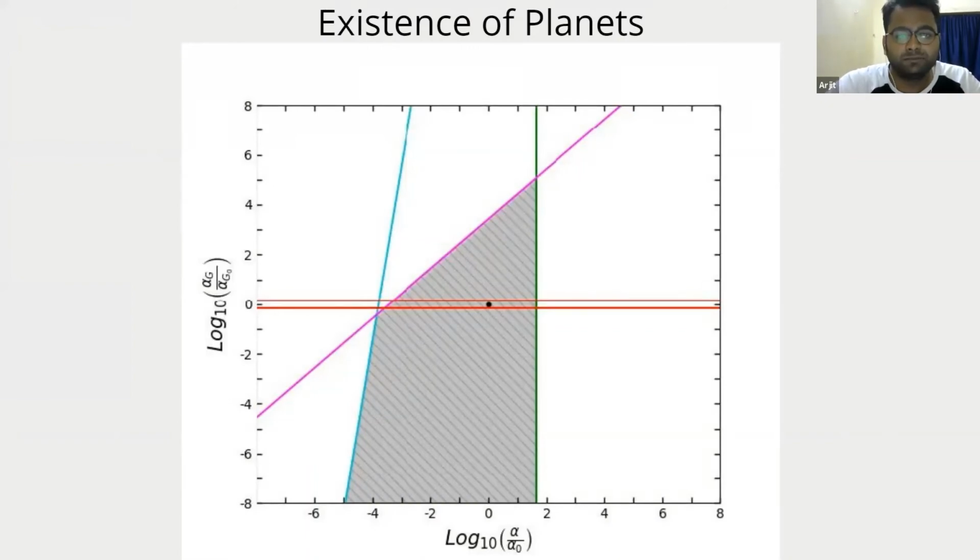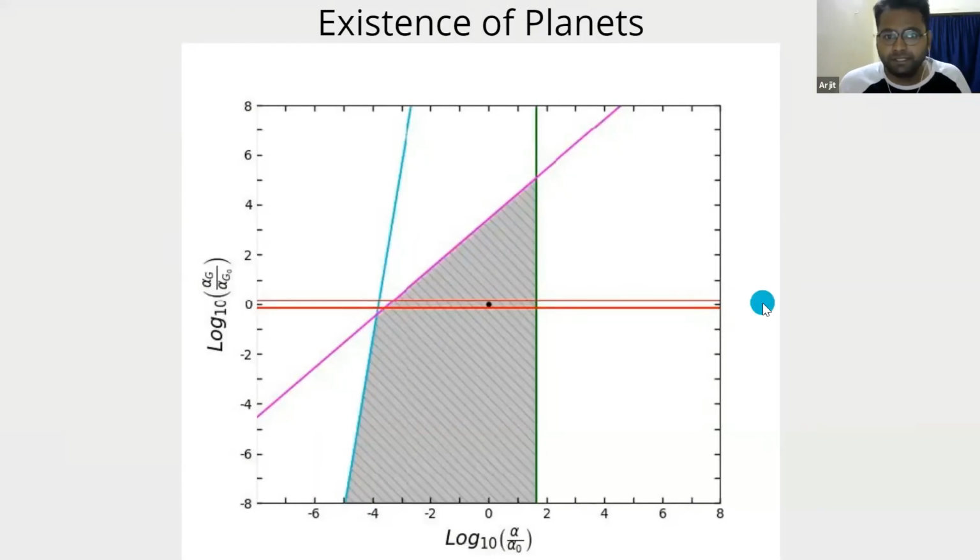So coming to the plots, we have plotted everything we discussed as constraints related to the planet. This is also in the alpha G alpha plane. The green curve over here shows that the mass of the planet should be less than the typical mass of the stars, and the magenta line shows that the planet's mass should be big enough to support a biosphere.